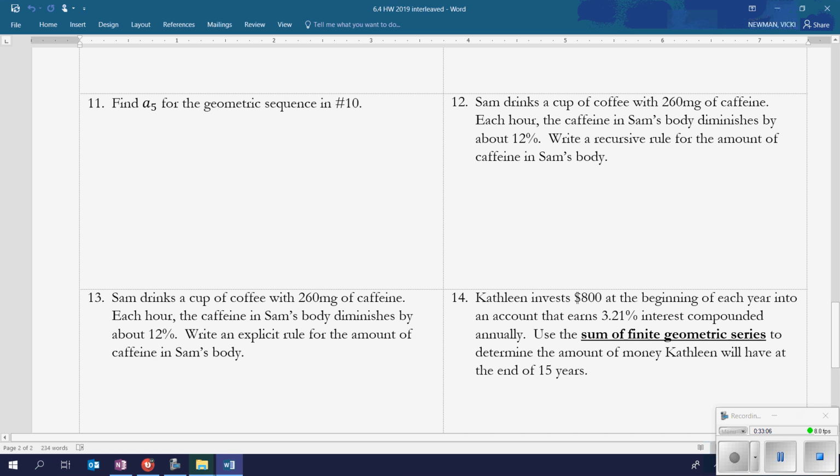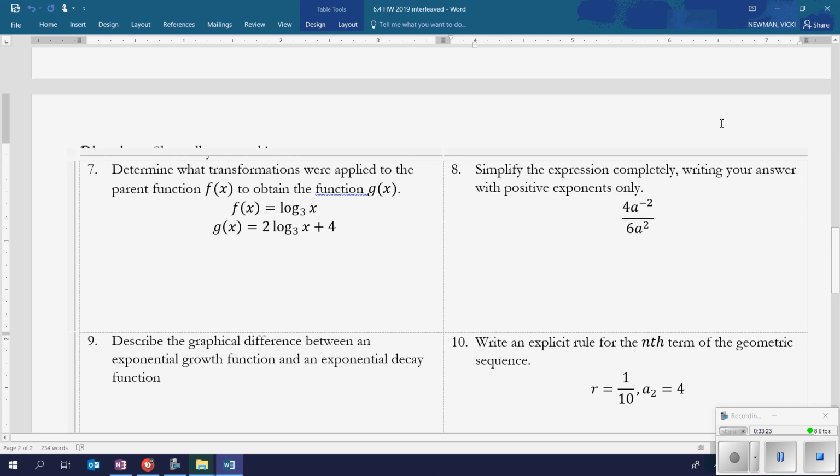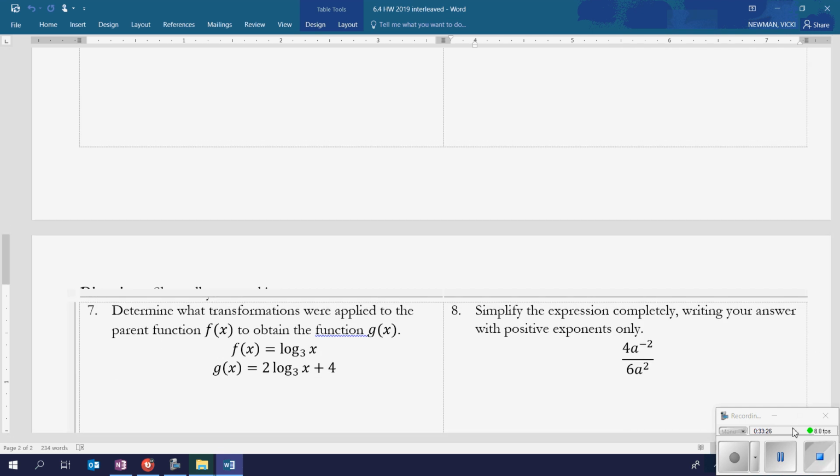So remember that when we said diminishes by 12%, we subtracted that from 1. So 100%, if we diminish by 12, it's 88%, and we write that as 0.88. That's something I feel like is important to you. So you do a nice job here. All right? Do a nice job.